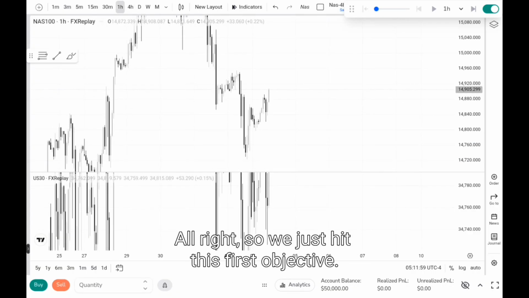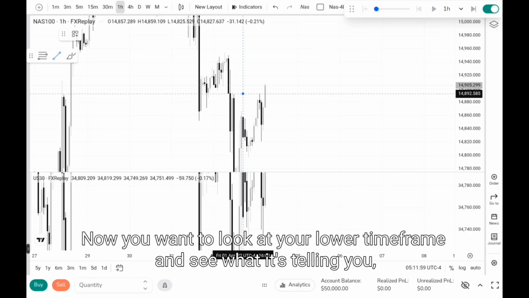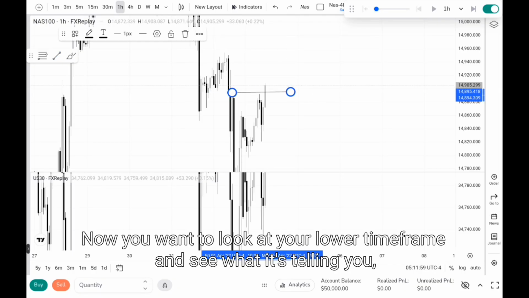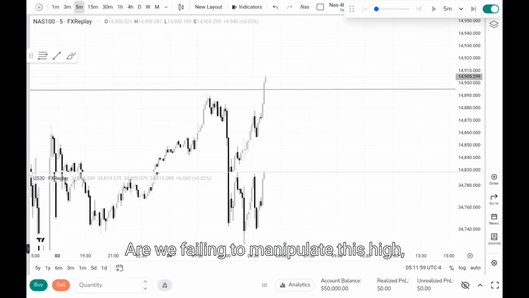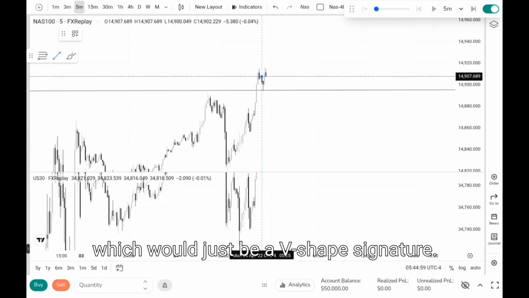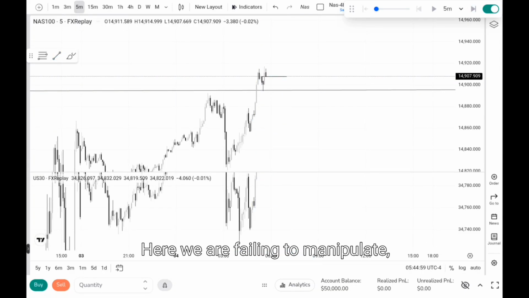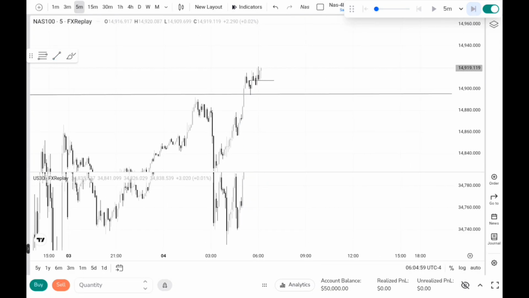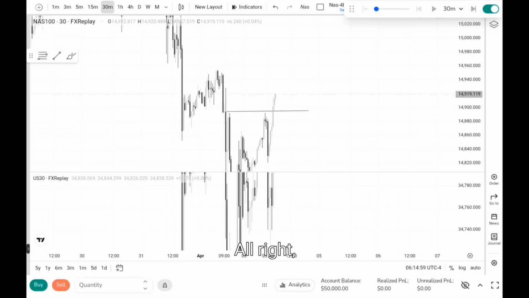Alright, so we just hit this first objective. Now you want to look at your lower time frame and see what it's telling you, right? Are we failing to manipulate this high, or are we manipulating this high, which would just be a V-shaped signature? Here we are failing to manipulate, right? See this order block? That's what tells us that. Now we just target the next high.